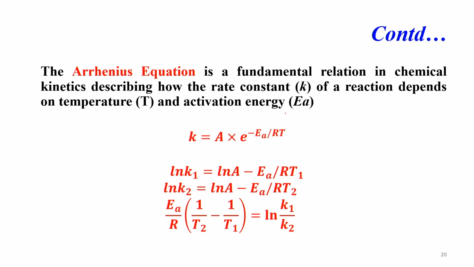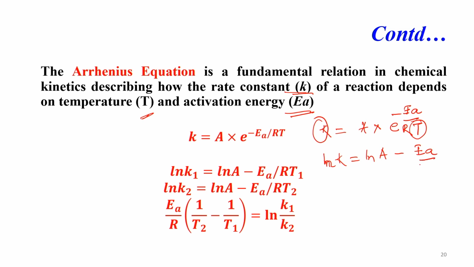So how is this activation energy calculated? We follow the Arrhenius equation. It says the rate is dependent on the temperature. So k is the rate constant, A is the constant, into e to the power minus Ea, where Ea is activation energy, R is the gas constant, and T is temperature. So rate depends on the temperature. If you write it in log form, it will be ln k equals ln A minus Ea upon RT.